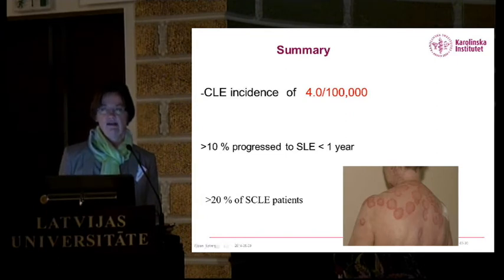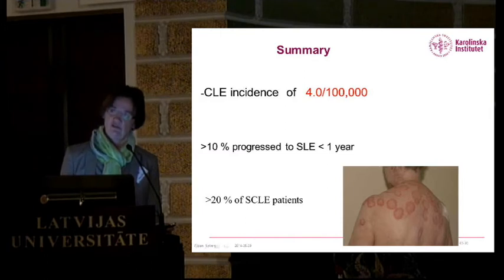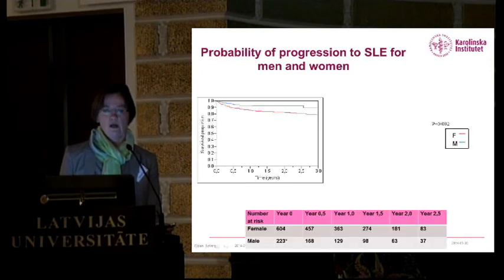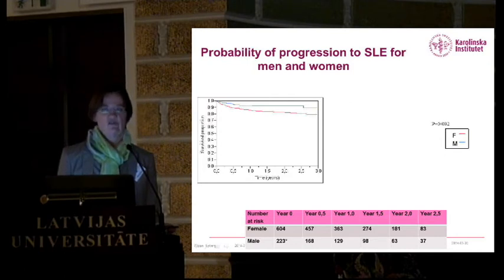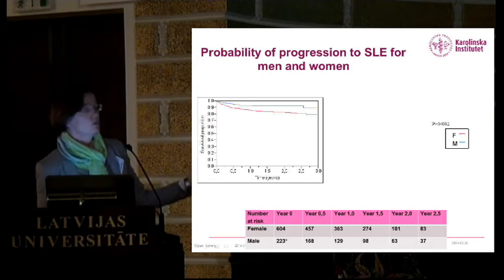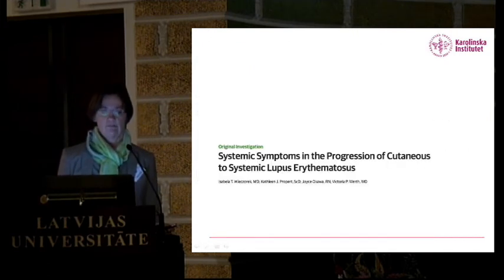And the whole incidence, from our Swedish study and also confirmed by Minnesota Olmsted County, is 4 per 100,000. You can remember the figures for bullous pemphigoid, so this is double as common. And 10% progress to SLE in 1 year. This is just a picture that for men and women, it was a little bit higher risk for males to progress to SLE in our cohort.